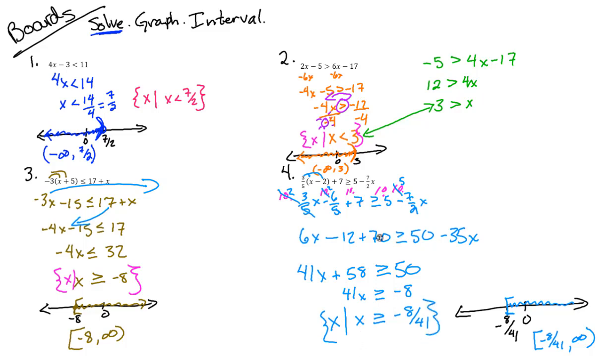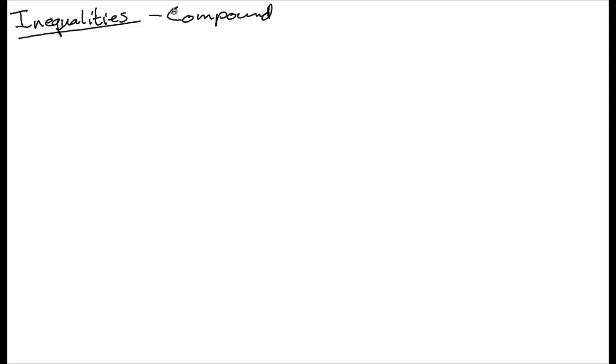Alrighty, good deal. Now let's go on to the next stuff. Now we're going to move on and talk about compound inequalities. Compound inequalities are kind of cool. You can put two things together with an "and" or an "or".